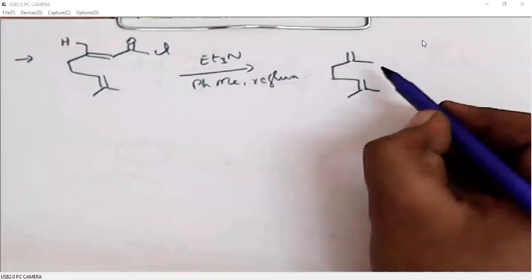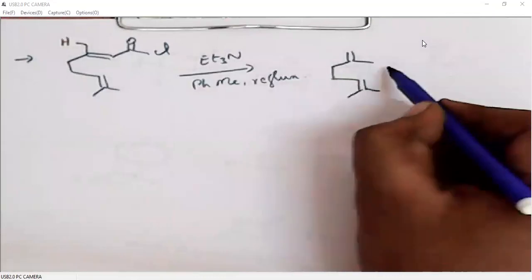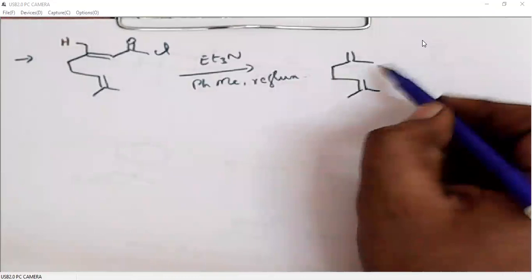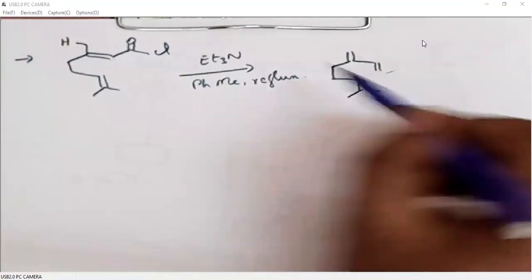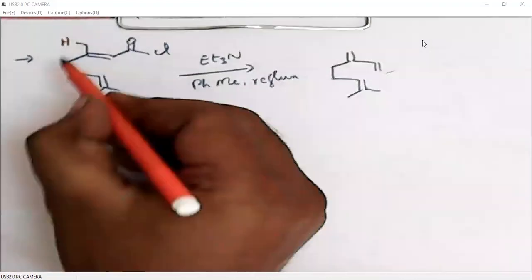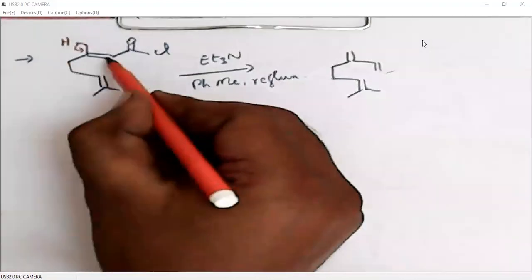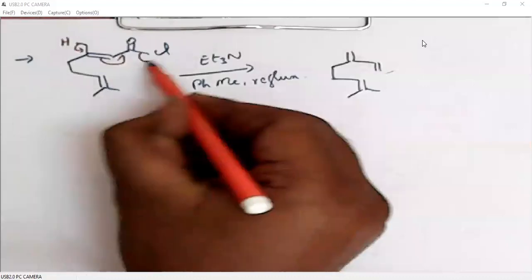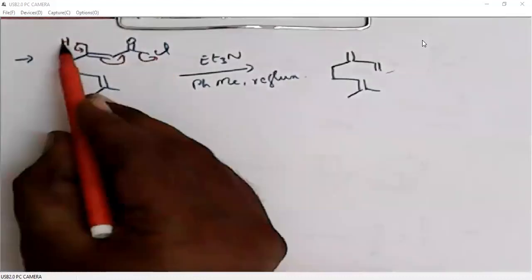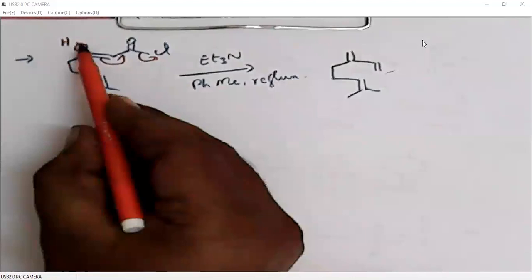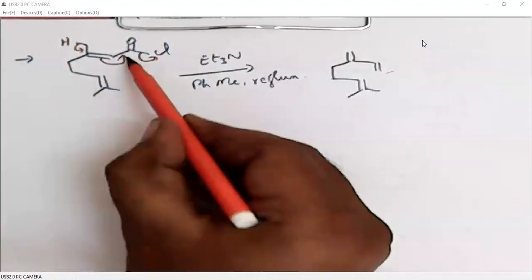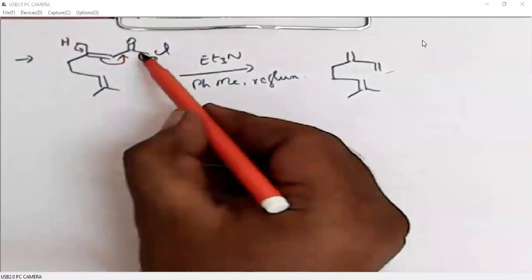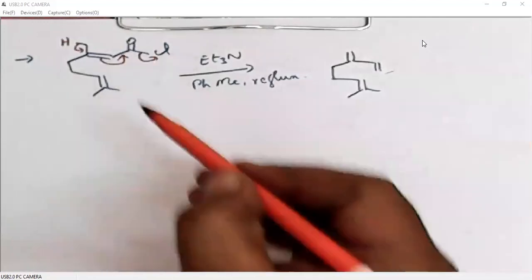So when we pick up this proton, these bonding electrons will be pushed towards this double bond. So this double bond will undergo migration towards carbonyl. When we expel a chlorine, we generate a ketene.